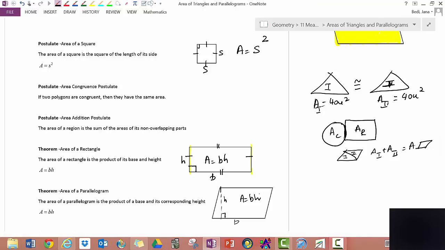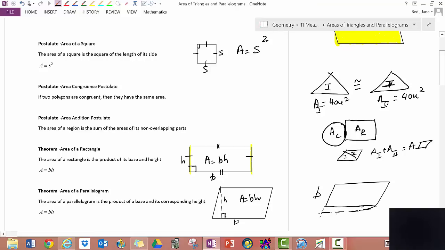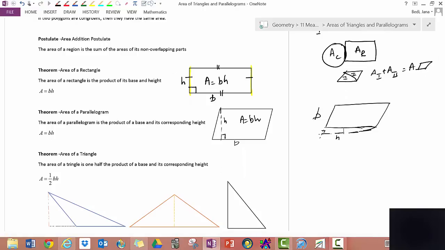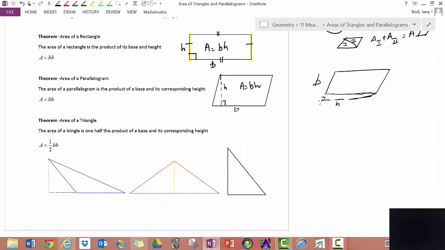I just want to point out to you that we could also, the same one, if this was the base, then this is a terrible diagram, but this is the height. Okay? So either one of the sides can be the base, but the height is a perpendicular distance between the two sides. Area of the parallelogram is the product of a base and its corresponding height.